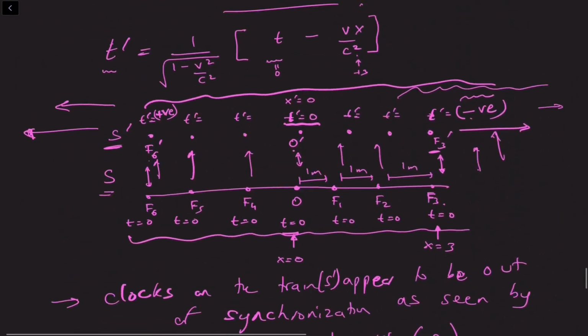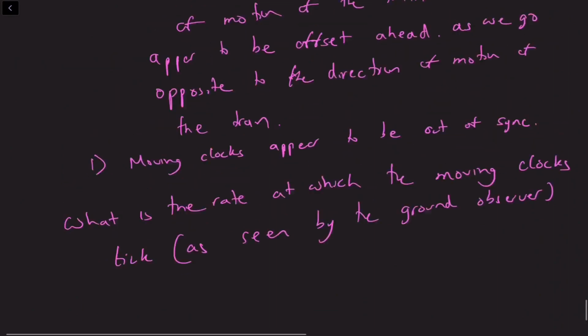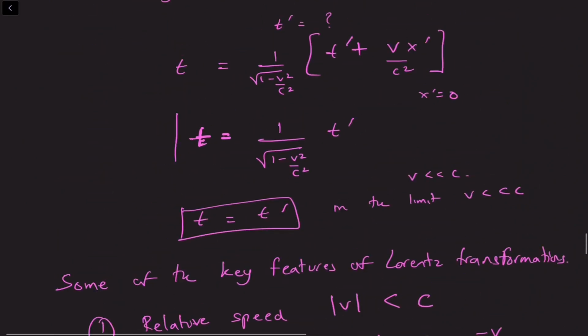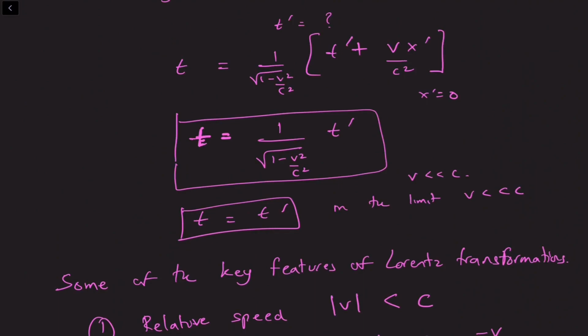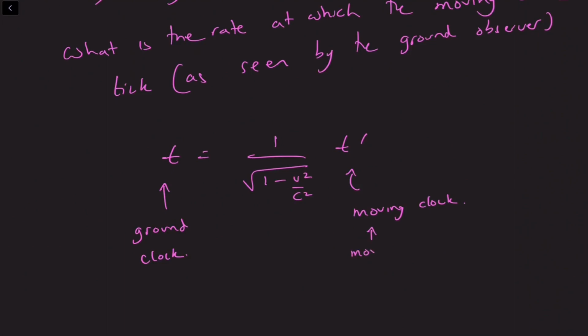So we already derived, for example, the relationship between the time on O prime's clock, that is an observer sitting at x prime equals 0, as they go on moving to the right, and the time shown on O's clock, which is initially at t equals 0. So we had shown that t is equal to 1 over square root of 1 minus v squared by c squared times t prime. So this is the time on the moving clock, this is the time on the ground clock, and the moving clock is moving with a particular observer on the train.